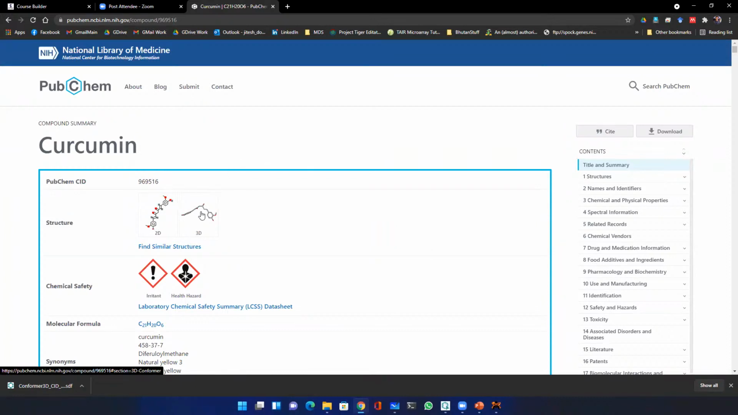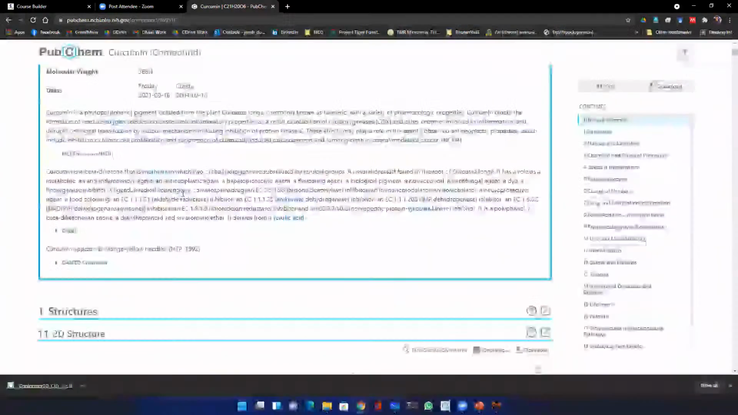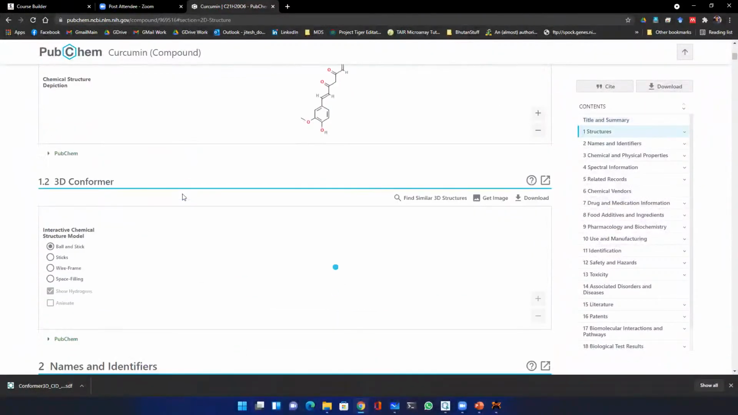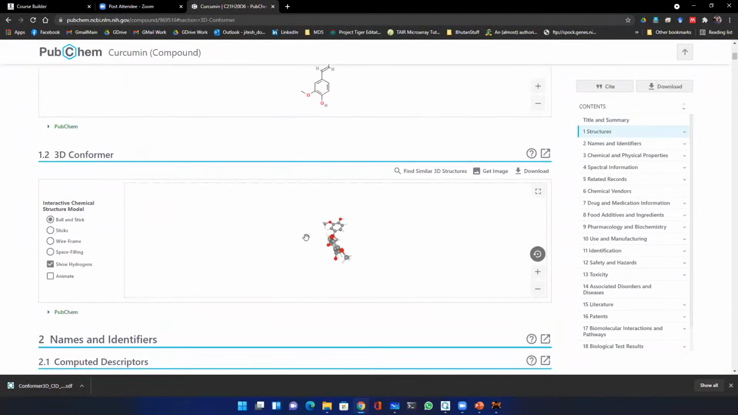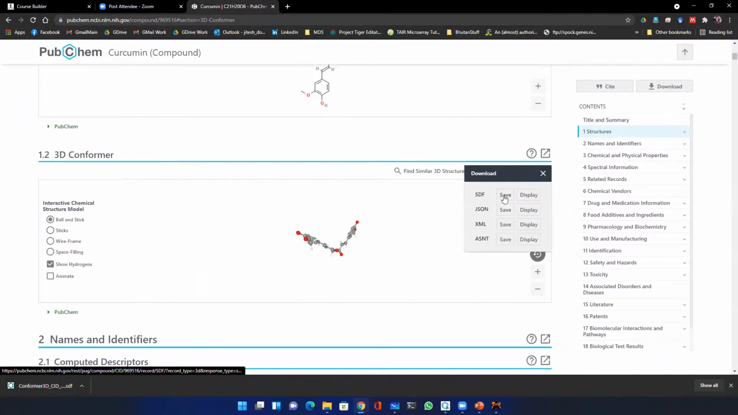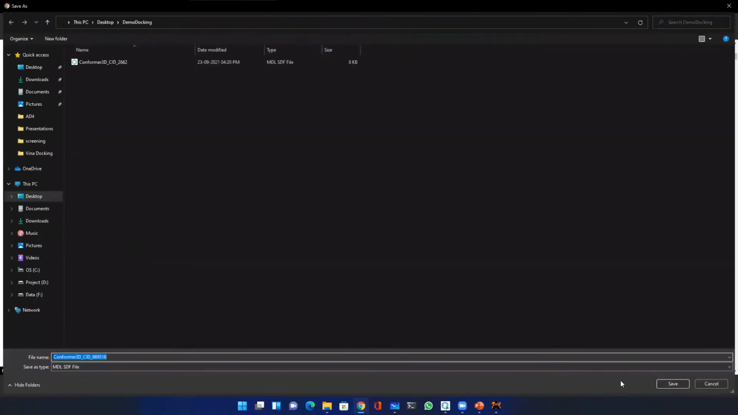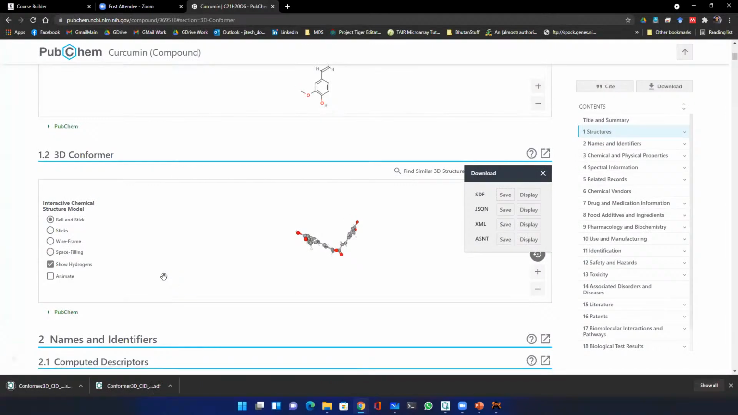So here you have only 2D and 3D structure. The crystal structure here is not available. Maybe for some other compounds, crystal data may be available. And a lot of other information you can read through is given. This is the 3D structure of curcumin, which has been determined by the energy minimization of a program called OEChem. You can save it in 3D SDF format, and then download it. So this way you can get it for most common molecules.